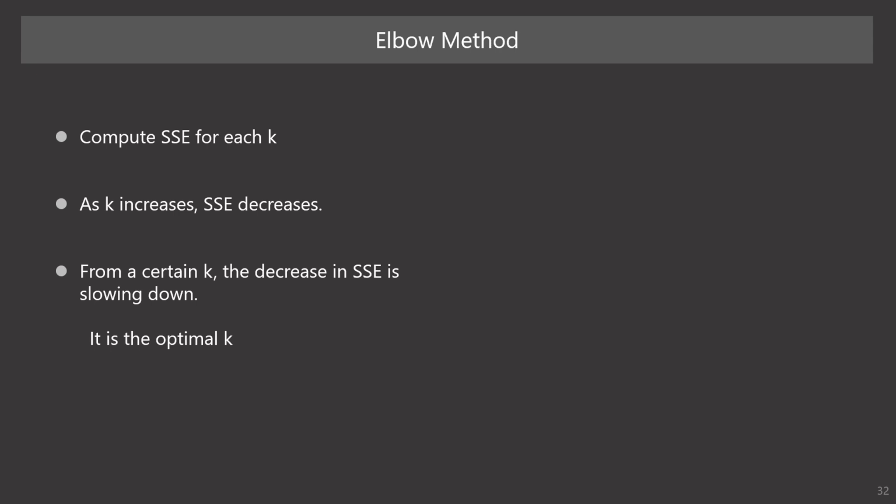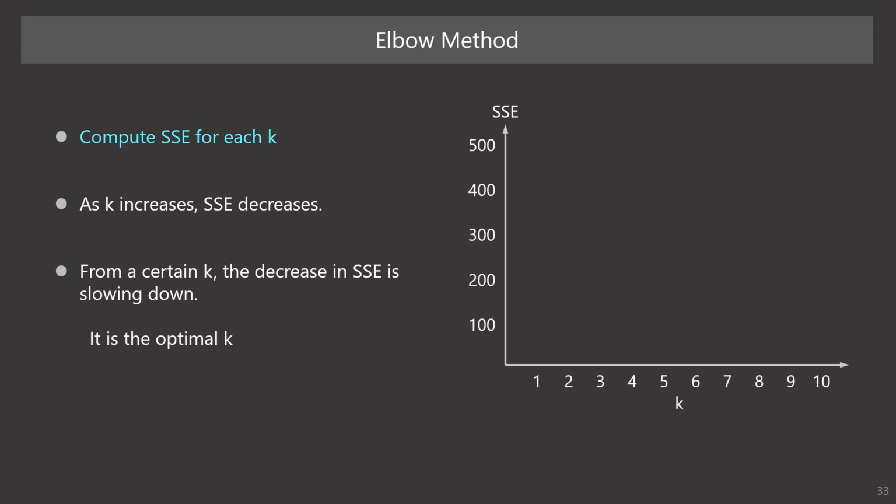Let's see what the elbow method is. In the elbow method, first we compute SSE for each k and plot the results, taking k value as x-coordinate and SSE as y-coordinate. For instance, when k equals 1, SSE is about 500. And when k equals 2, SSE is a little more than 300. So, if we increase k from 1 to 2, we can reduce SSE by about 200.